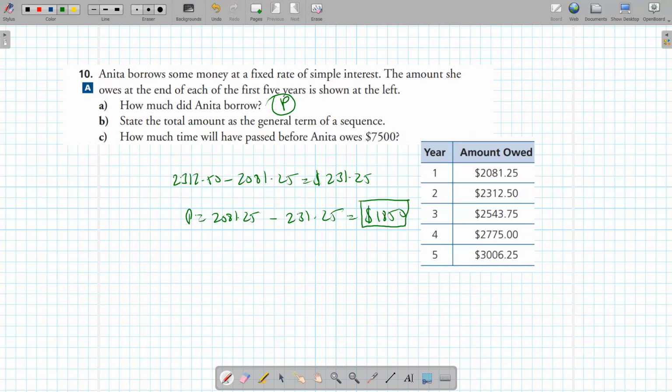State the total amount as the general term of a sequence. Well, we know the formula is A equals P(1 plus RT), right? But we don't have R, nor do we have T, right? Here's another formula for this one. Because here we're missing R, we're missing T. We can't use the 1 plus RT thing here.